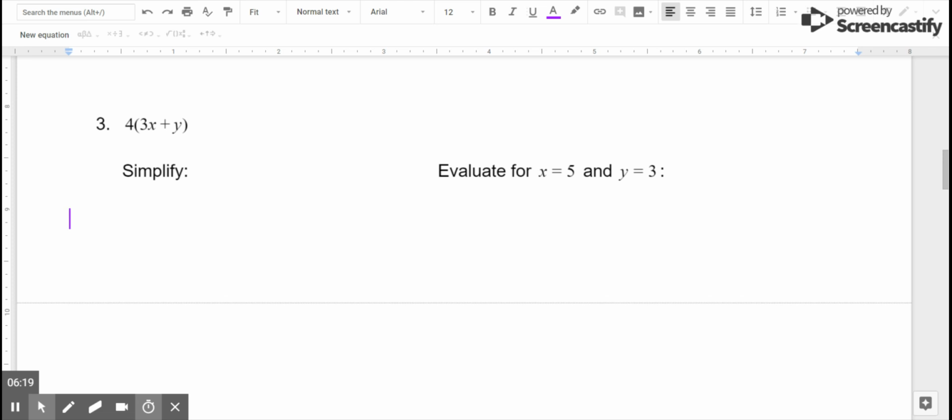Let's take a look at number 3. In order to simplify number 3, you need to apply the distributive property. So what the distributive property says is that 4 needs to get multiplied by everything inside the parentheses. So here's a long way of saying that. I'm taking 4 sets of 3x plus y. That means I'm taking 3x plus y plus 3x plus y plus 3x plus y plus 3x plus y.